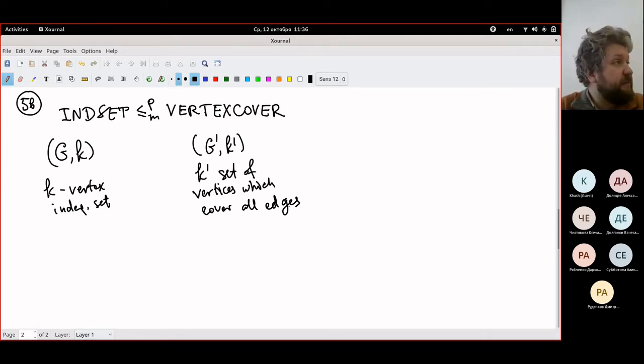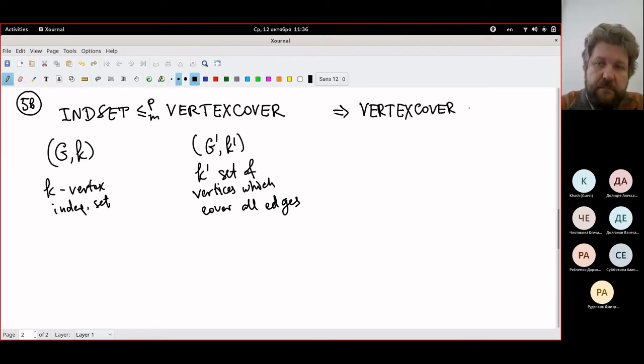So independent set is NP-hard, right, NP-complete. From this we get a corollary that vertex cover is also NP-complete, if we prove this. Of course it belongs to NP, and it's NP-complete. How do you reduce finding an independent set to finding a vertex cover? I will draw an example, by the way.